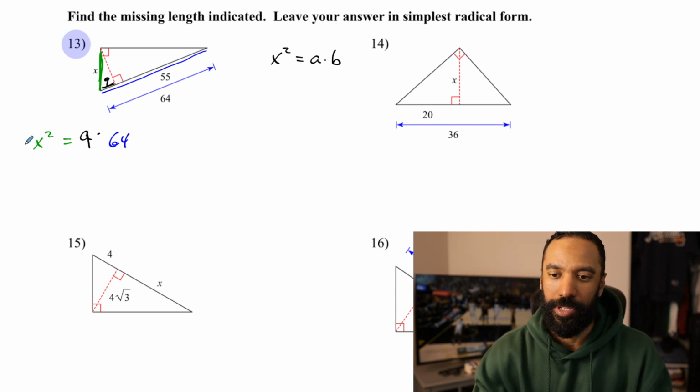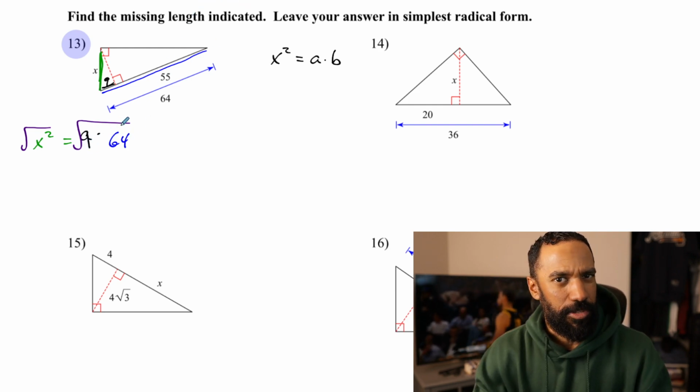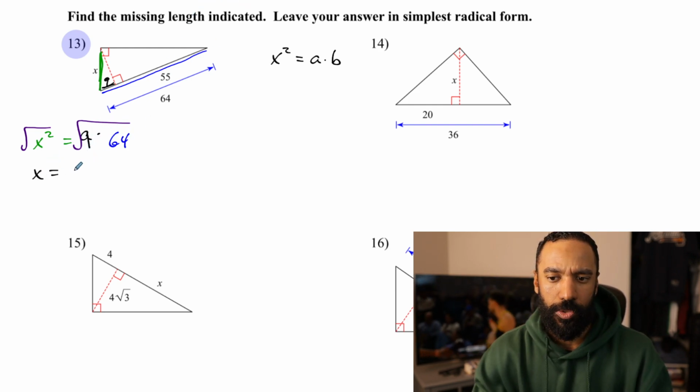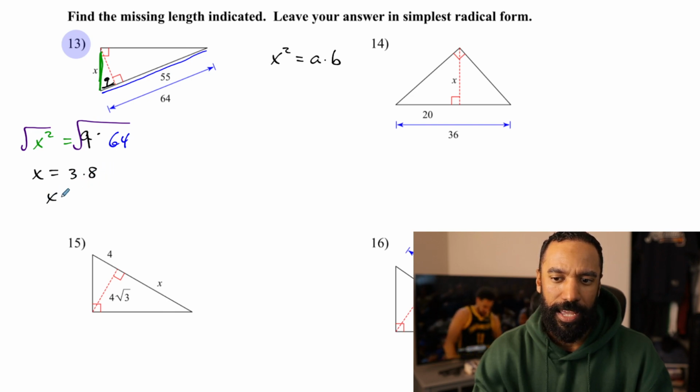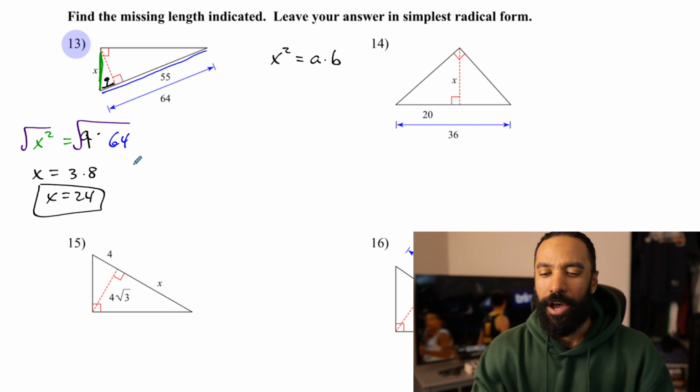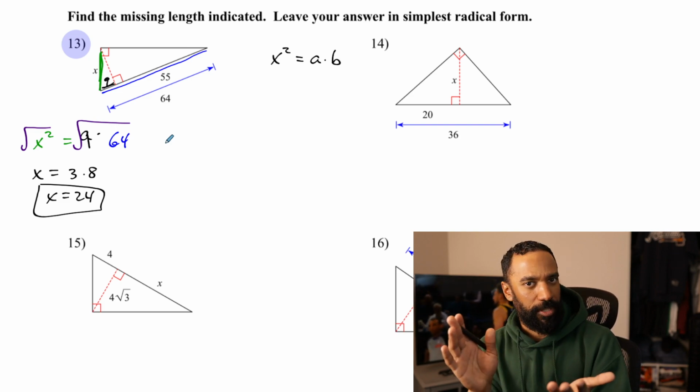We're going to take the square root of both sides there. And I'm actually going to do 9 times 64, I'm just going to leave it be. Take the square root of 9 and get 3, square root of 64 and get 8, and X is 24. Now, it's relatively fast if you know the formula.